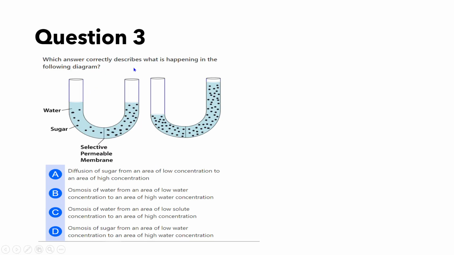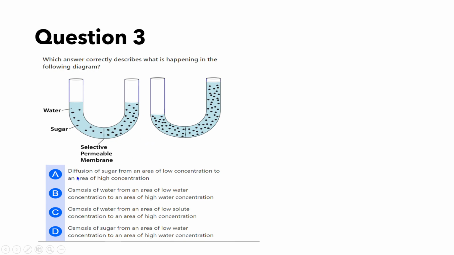Question 3 is, which of the following correctly describes what is happening in the following diagram? So we have a pipe with a selectively permeable membrane. We have some water, a low concentration of sugar, and a high concentration of sugar. And then we have a higher amount of water and then equal concentrations of sugar. Because it's a selectively permeable membrane, it's not going to allow sugar to pass through.